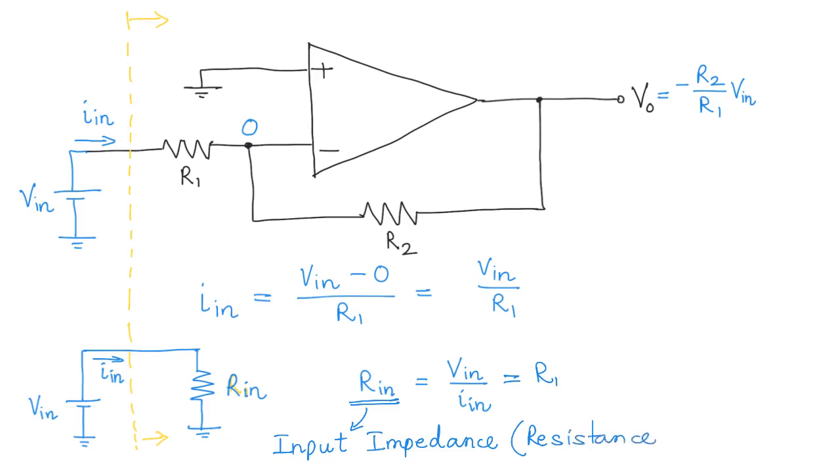Now, what does this input impedance or input resistance tell us? It is telling us that if we apply a particular voltage at the input, how much current is going to be drawn, right? So this entire inverting amplifier can be replaced by a resistance equal to its input resistance, as far as this power supply is concerned. So it will tell you how much current is being drawn here.